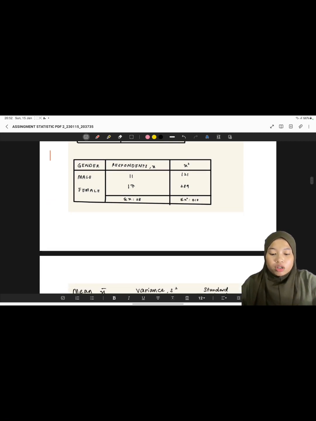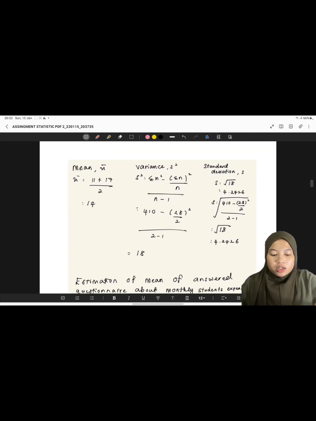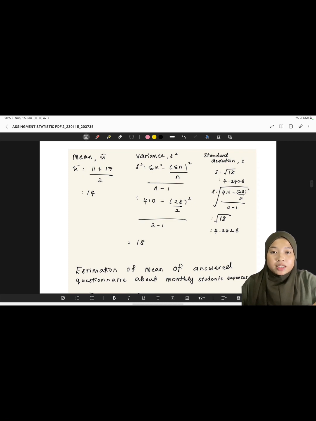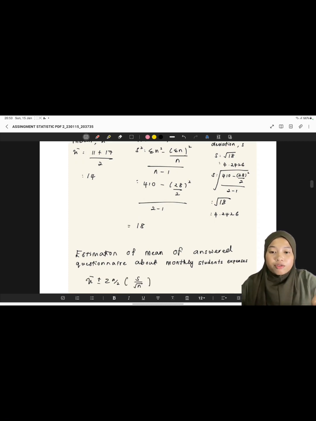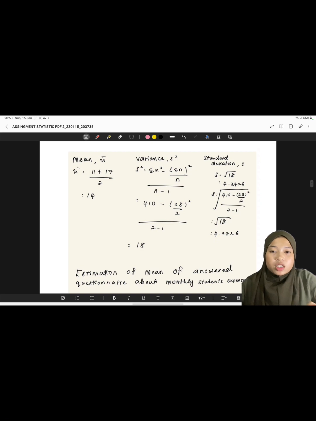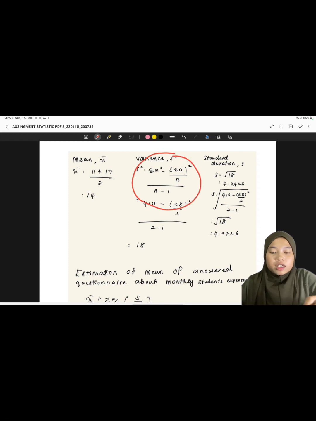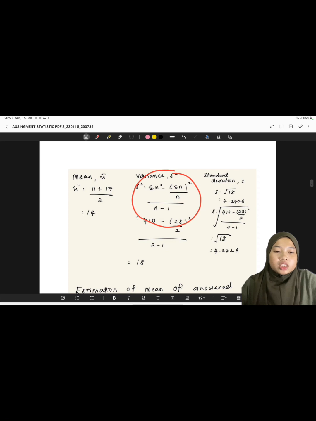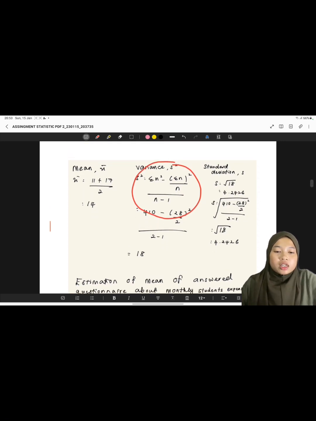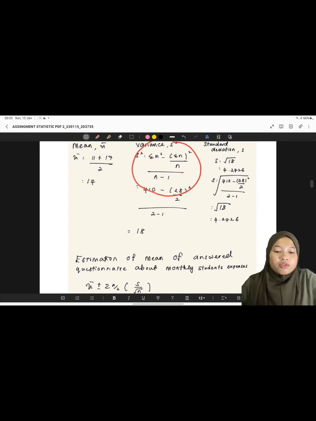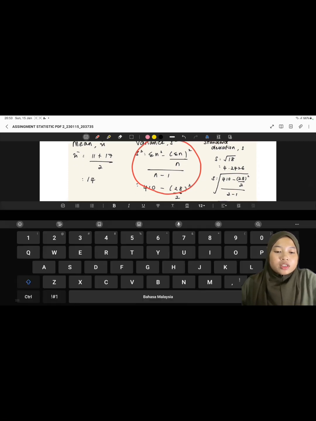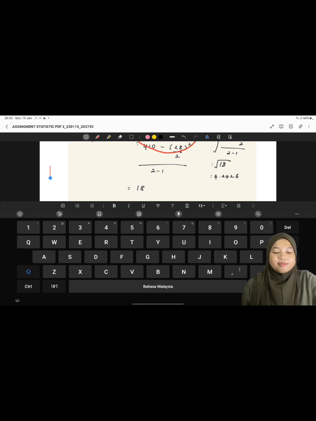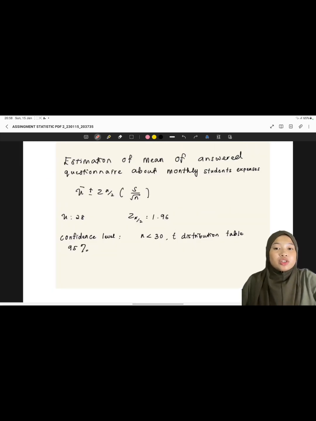First of all, we search for the mean of the data, which is the number of female respondents plus the number of male respondents over 2, and we got 40. After that, we search for the variance. For variance, we use this formula, and we got 80. After that, we search for the standard deviation, which is the square root of the variance formula, and we got 4.2426.